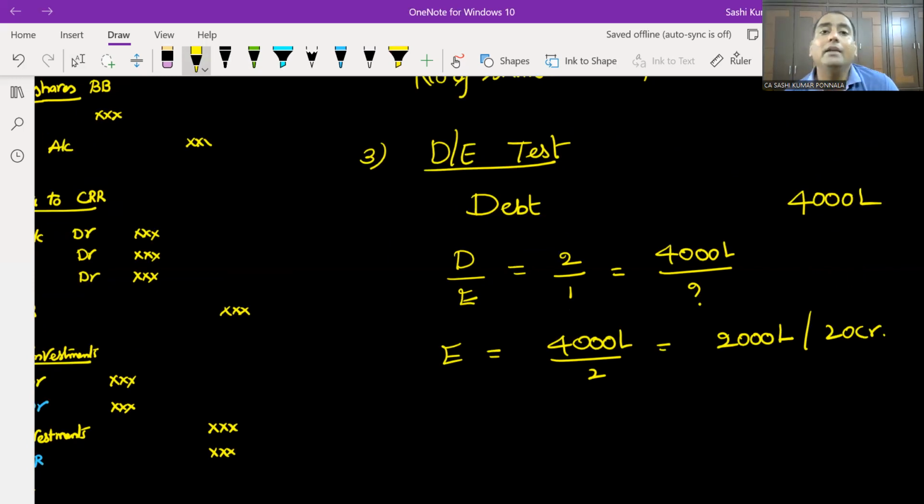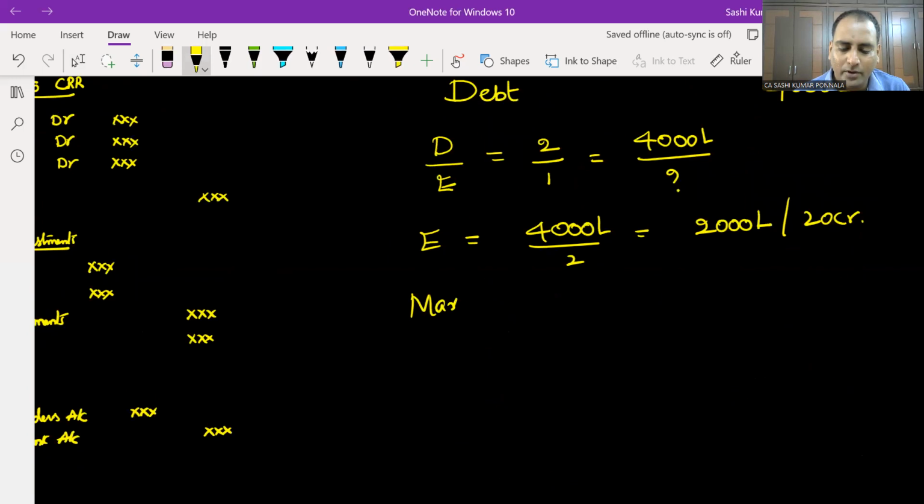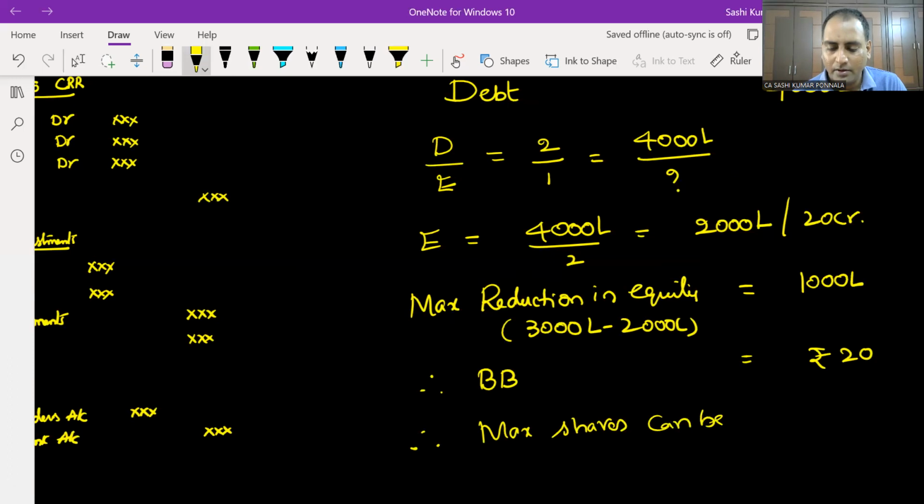But the current equity in your balance sheet is 3,000 lakhs. So the maximum reduction in equity is equal to 3,000 lakhs minus 2,000 lakhs. 1,000 lakhs has to be reduced in order to maintain the debt equity ratio at 2:1. Buyback price rupees 20. Therefore, the maximum shares that can be repurchased is 1,000 lakhs by 20, 50 lakhs.